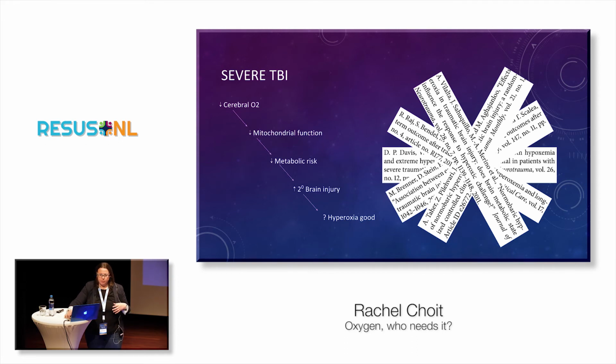So moving on to traumatic brain injuries. We've already had a little introduction this morning to secondary brain injuries, and when we talk about people with severe TBI becoming hypoxic, we know reduced cerebral oxygenation can be associated with impaired mitochondrial function and reduced metabolic rate, and an increased risk of secondary brain injury. So theoretically, treating such patients with hyperoxia may be good for their brains.